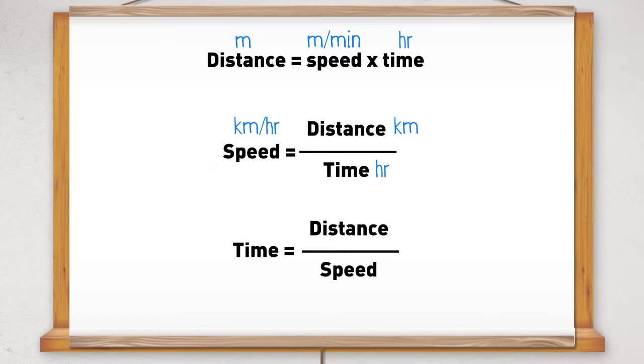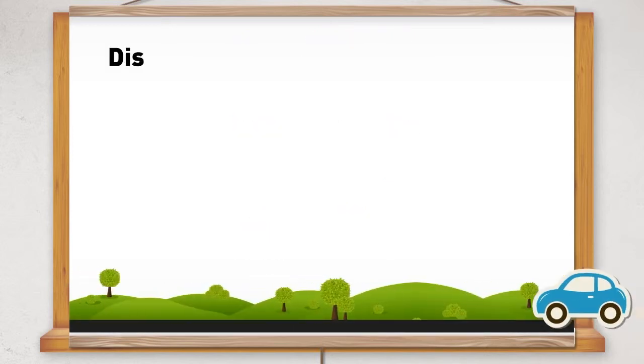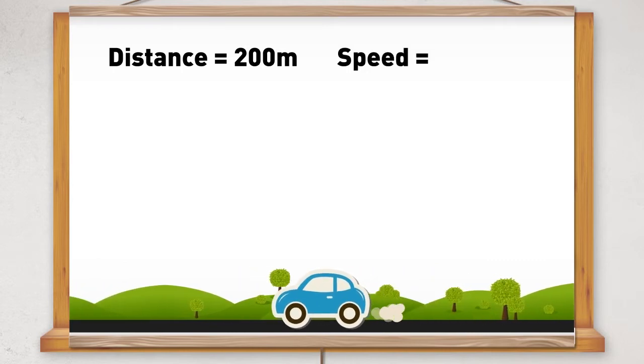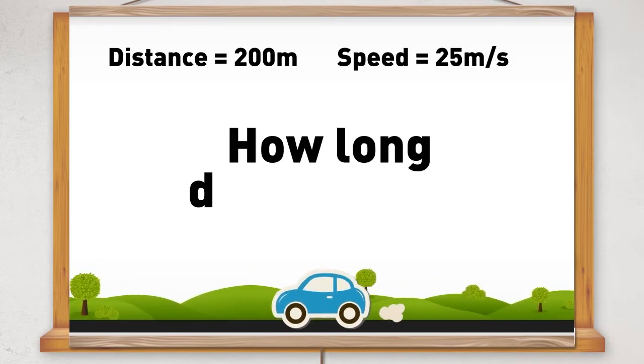If we are calculating the time, and the speed has been given in kilometers per hour, the distance must be in kilometers. The units for this time will be in hours. In this example, a car travels a distance of 200 meters at a speed of 25 meters per second. How long does it take?